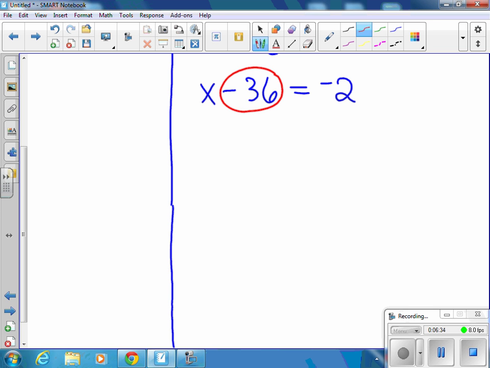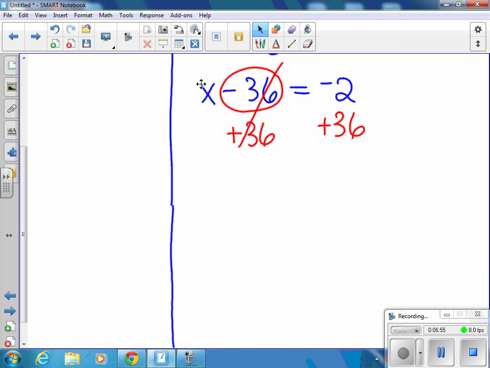In order to get rid of it, I have to do my additive inverse. So if I have a negative 36, it's going to be a plus 36. That's my additive inverse to cancel that out. They're gone. But again, if I do it to one side of my equation, I must do it to the other side of my equation. Alrighty, so now that I've done this, I have x alone on the left-hand side.